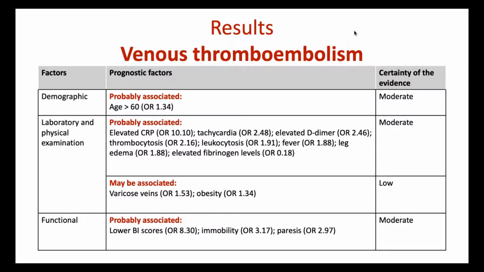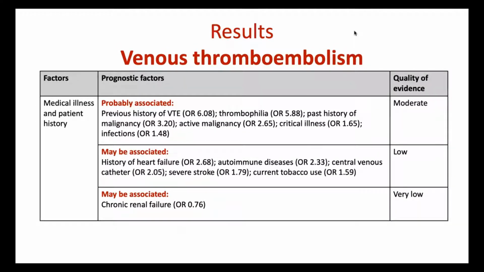The same goes for medical illness and patient history-related factors, such as previous history of VTE with an odds ratio of 6.08, thrombophilia with an odds ratio of 5.88, past malignancy with an odds ratio of 3.2, and active malignancy with an odds ratio of 2.65. Infections were also found to be probably associated with risk of VTE with an odds ratio of 1.48.